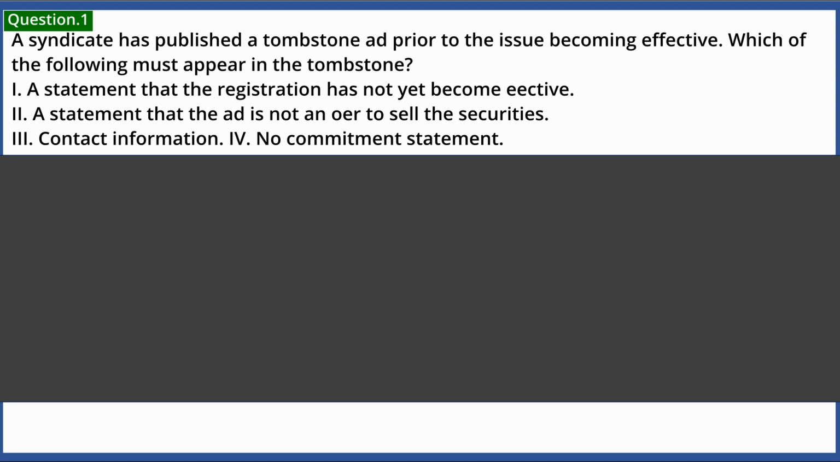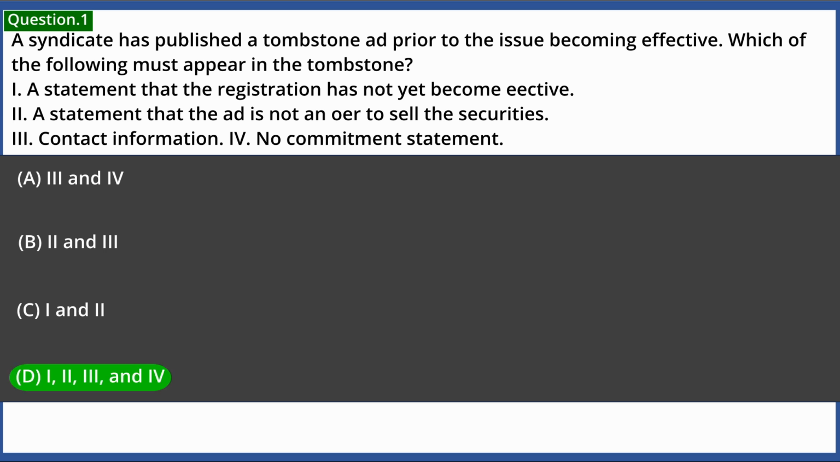A syndicate has published a tombstone ad prior to the issue becoming effective. Which of the following must appear in the tombstone? 1. A statement that the registration has not yet become active. 2. A statement that the ad is not an offer to sell the securities. 3. Contact information. 4. No commitment statement. A. 3 and 4. B. 2 and 3. C. 1 and 2. D. 1, 2, 3, and 4. Answer: D. 1, 2, 3, and 4.